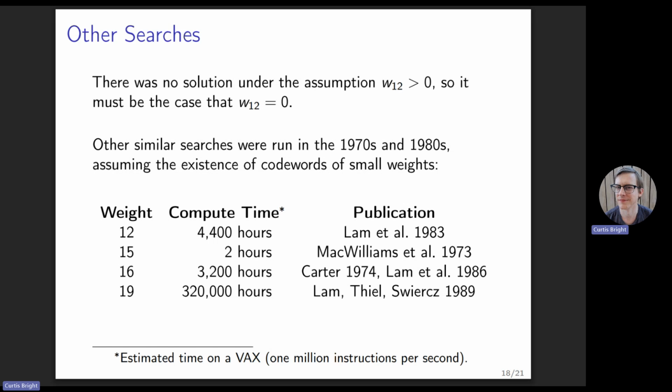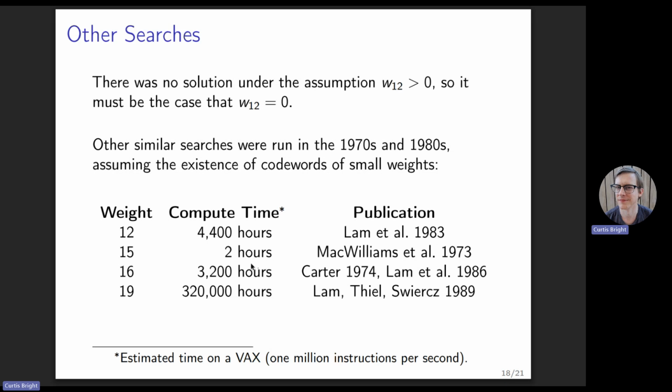And at the end of the day, because that Sudoku had no solution, essentially, if you trust the computer, it's a proof that there are no code words of weight 12. Because if there were, the Sudoku would have had to have a solution. And so that solves essentially one case. You kind of do the same thing.